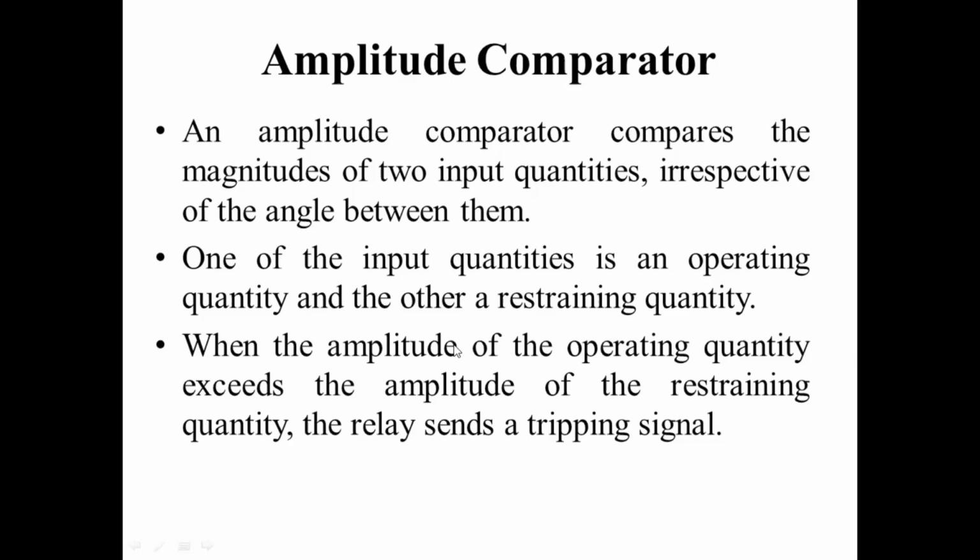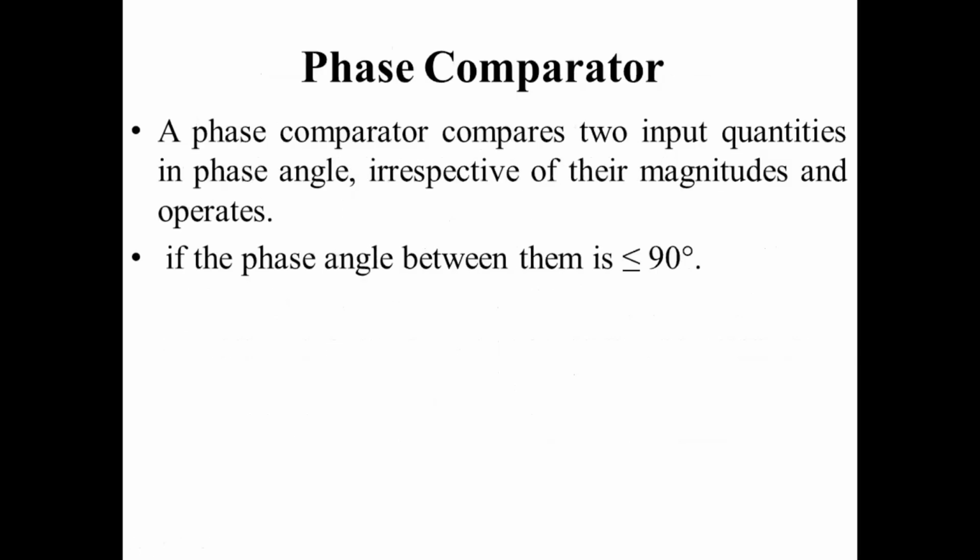When the operating quantity of the amplitude comparator is greater than the amplitude of the restraining quantity, this static relay sends its signal to the circuit breaker. This is your amplitude comparator. The next type is the phase comparator.